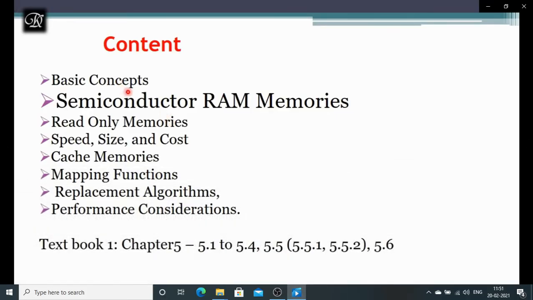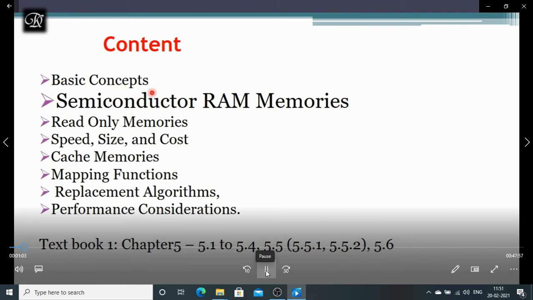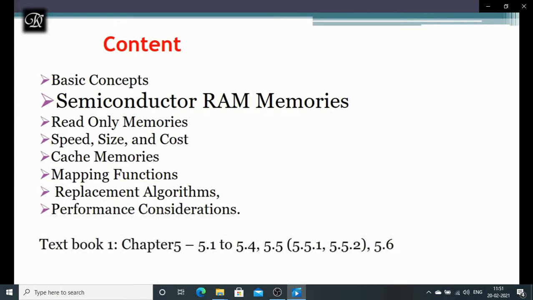In the previous video we have already seen the basic concepts of memory system, and in this video we will discuss semiconductor RAM memories. Semiconductor RAM memories are available in a wide range of speeds. Their cycle time ranges from 100 nanoseconds to 10 nanoseconds. These were first introduced in 1960.